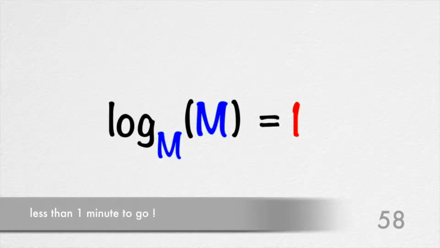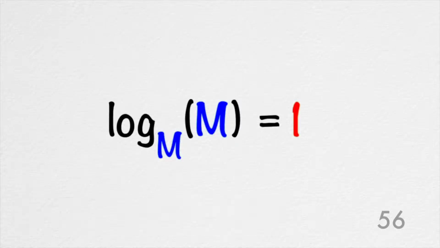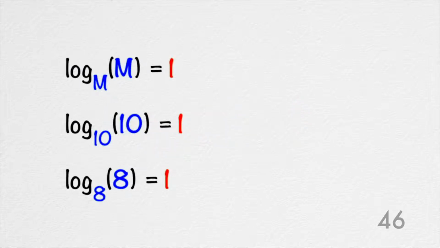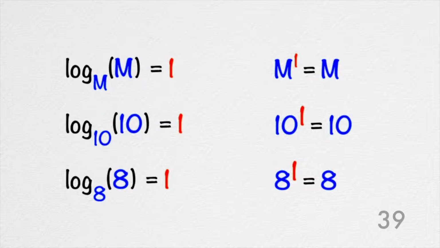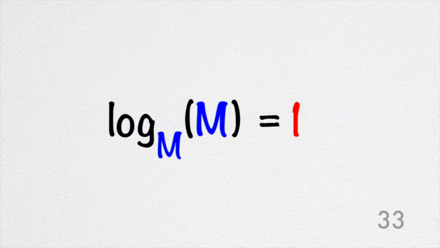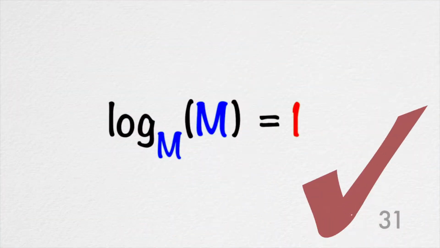Now there are two more important results to be aware of. The first one is that log to the base m of m equals 1. It's always equal to 1. Why is that so? Let's look at a couple of examples. Log to the base 10 of 10 equals 1, and also log to the base 8 of 8 equals 1. That must be the case because 10 to the power of 1 equals 10, 8 to the power of 1 equals 8, indeed m to the power of 1 equals m. So therefore log to the base m of m equals 1.